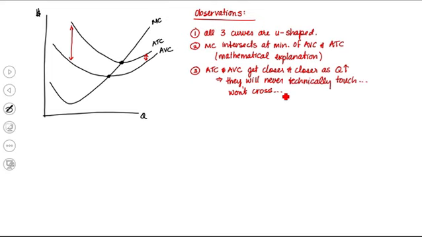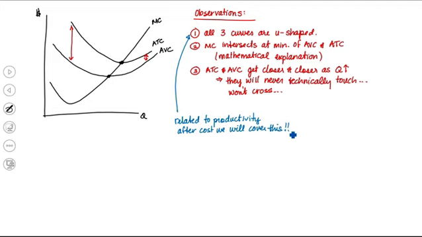All right. So we're going to spend the first part of this lecture understanding why it looks the way that it does. Now, you're going to have to wait on number one. Why does number one hold? Why are they U-shaped? It's related to productivity. So our next topic after cost, we'll cover this. So we're going to have to defer number one.